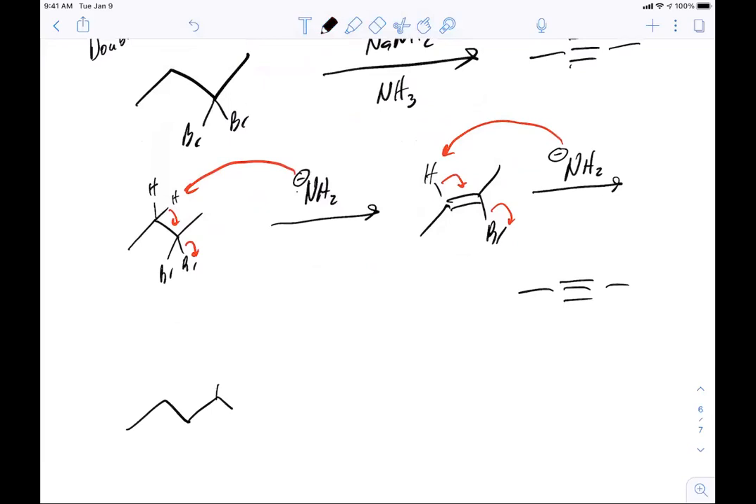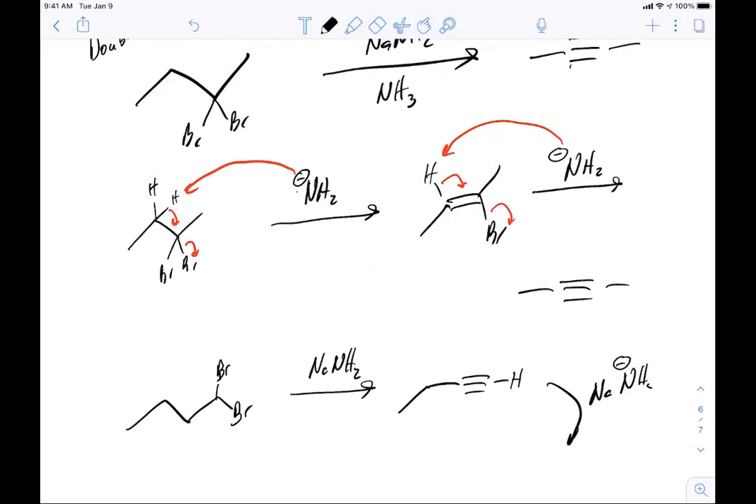The other caveat with this one is if we had the terminal, we need to say that we have excess, because what happens is that we end up with this hydrogen. But because of the base we're using, we can pull that terminal proton off.